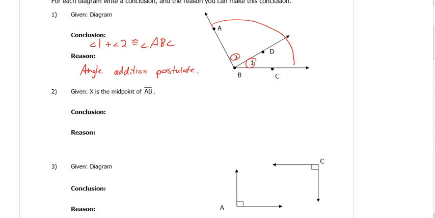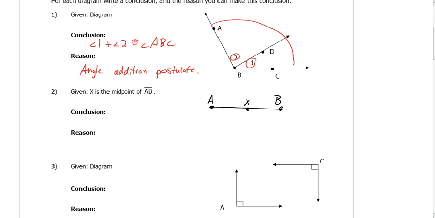If we look at another example, given X is the midpoint of AB. So draw a picture if you don't already have one. Sometimes you'll need to draw one. So X is the midpoint of AB. Our conclusion then, what can you decide based on that? Don't tell me that X is the midpoint of AB. That's a given. It can't be the same as your given. You have to come up with something different based on that picture.